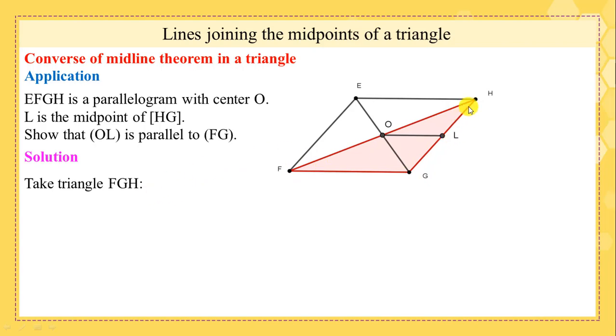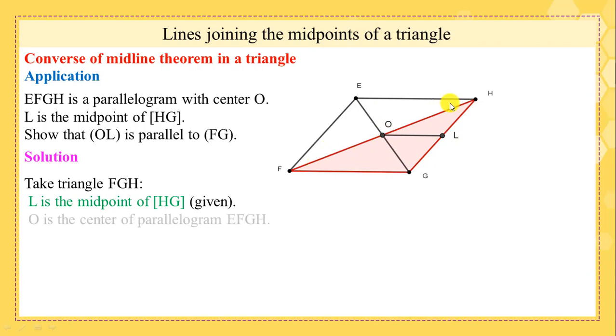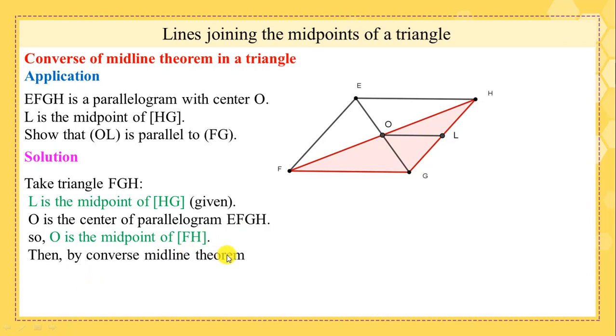Here we have L is the midpoint of HG by given. Then we have O is the center of this parallelogram, so O is the midpoint of its diagonal FH. Then, because we now have two midpoints, we can apply the converse of midline theorem. We get the line joining the two midpoints is parallel to the third side in this triangle. Hence, OL is parallel to FG.